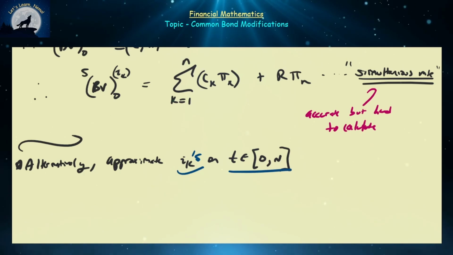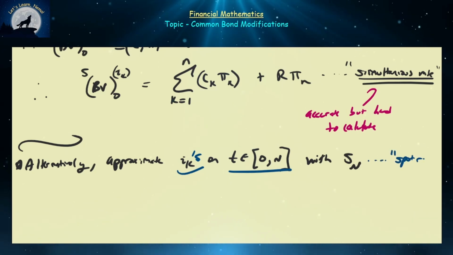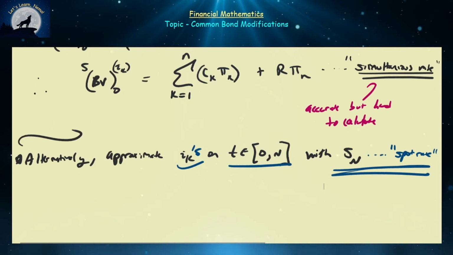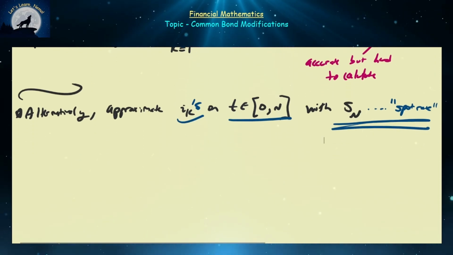All of them on 0 to n, so 0 to 1, 1 to 2, 2 to 3, 3 to 4, all the way down to n minus 1 to n. We're going to approximate all of them with a single rate s_n. And this s_n is referred to as a spot rate. So how are we going to approximate a bunch of interest rates with a spot rate? Well, a couple common ways you could do it is the following.